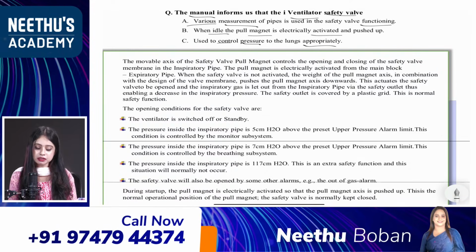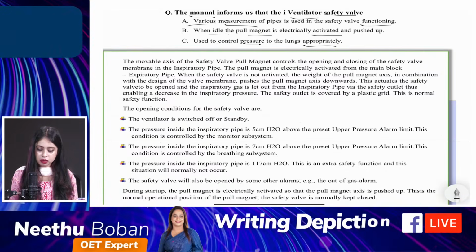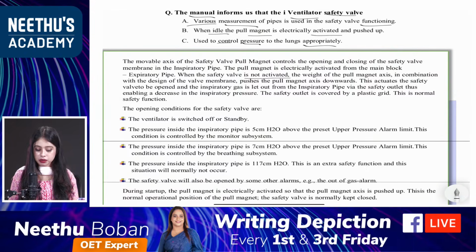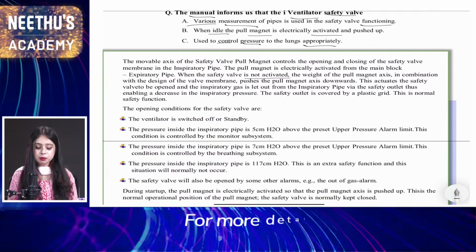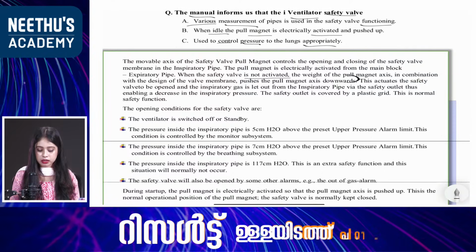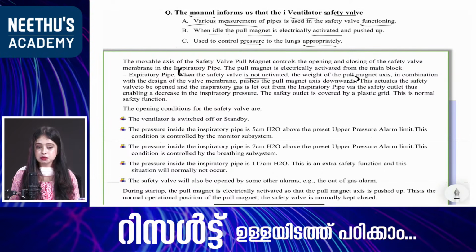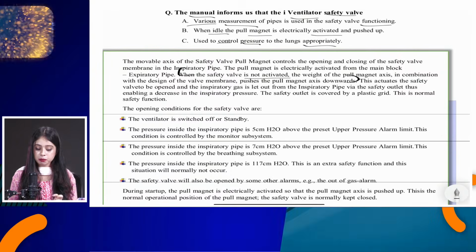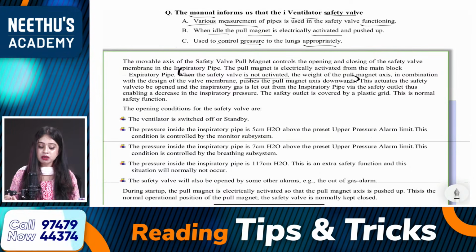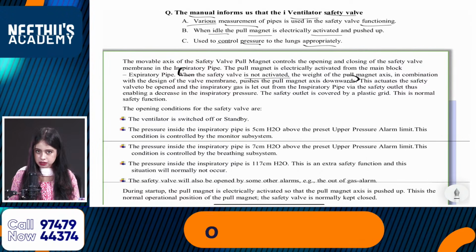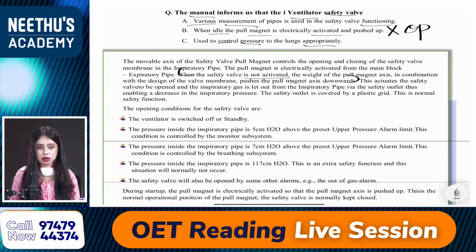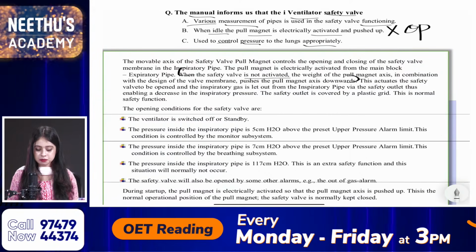if it is not activated, so here is the word activated, here it is not activated. The weight of the pull magnet axis in combination with the design of the valve membrane pushes the pull magnet axis downwards. See? Okay, so what is mentioned here in option B? When idle, the pull magnet is electrically activated. When the safety valve is not activated, so that means it is a contradictory option, completely opposite.